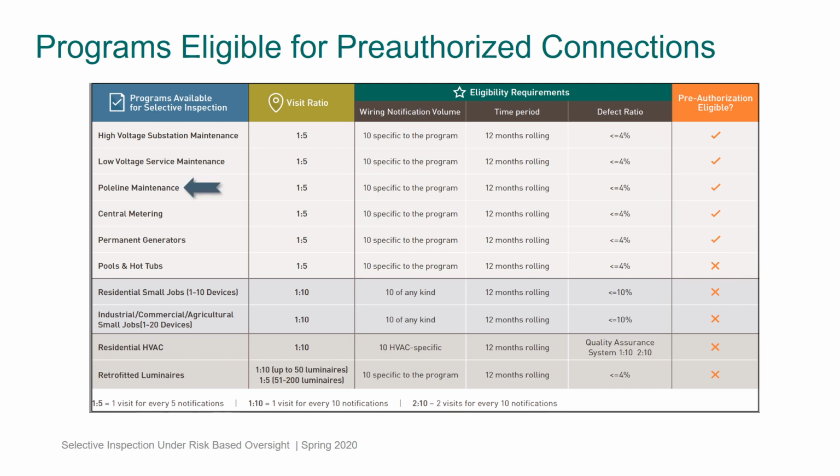Pole line maintenance. The visit ratio for this service is 1 visit for every 5 notifications. To be eligible, a contractor must have 10 visited notifications specific to pole line maintenance within a 12-month period. The contractor must have a defect ratio of less than or equal to 4%, and pole line maintenance is eligible for pre-authorized connections.